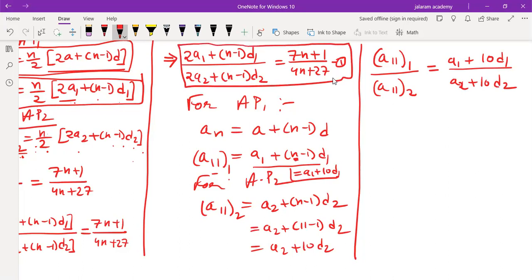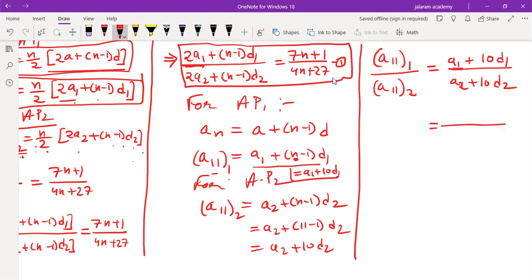In the given result, we can observe that it is 2a1. 2a1 is the first term. And in the result which we have to find, it is a1 only. So first we make it 2a1.